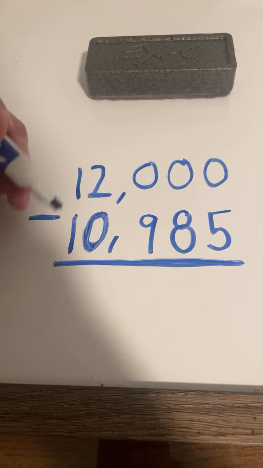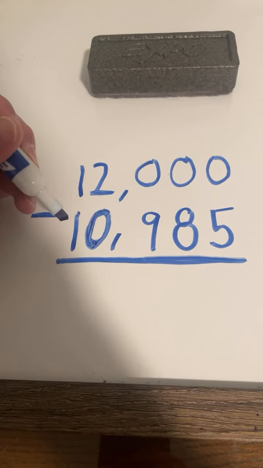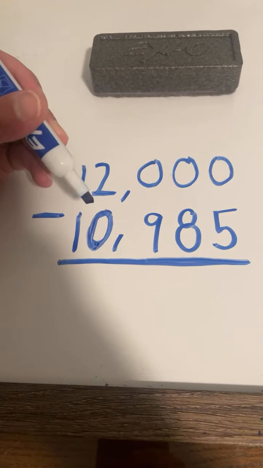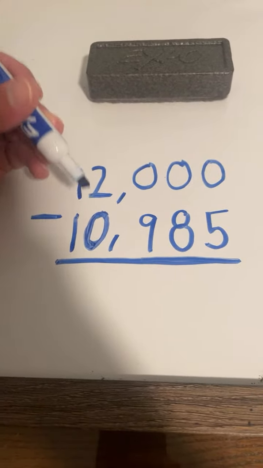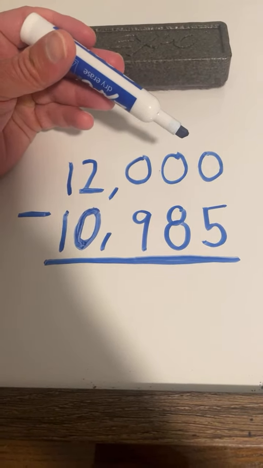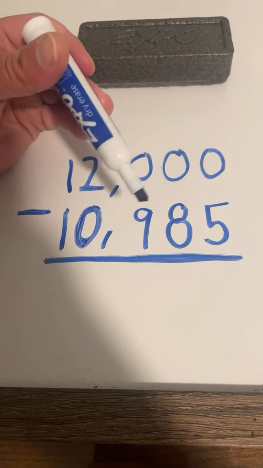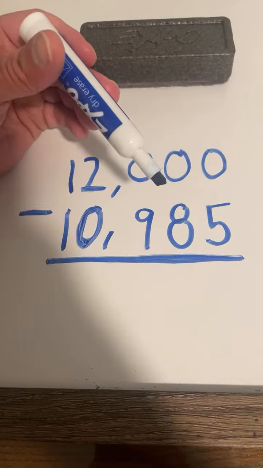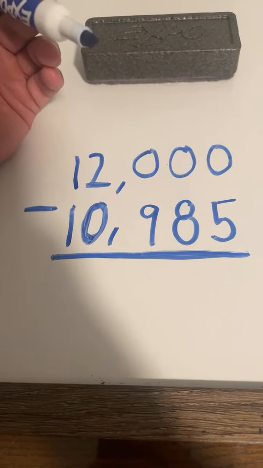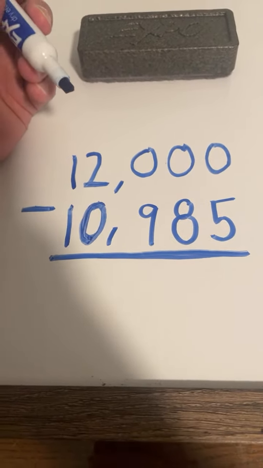So 10,000ths place, 1 and 1, the digits are the same, we don't need to regroup. Thousands place, 2 is bigger than 0, we do not need to regroup there. In the hundreds place, in the tens place, and in the ones place, regrouping is needed. The bottom digit is bigger in the hundreds, tens, and ones place, so we do need to regroup in those situations. So without further ado, we are going to get right into it.